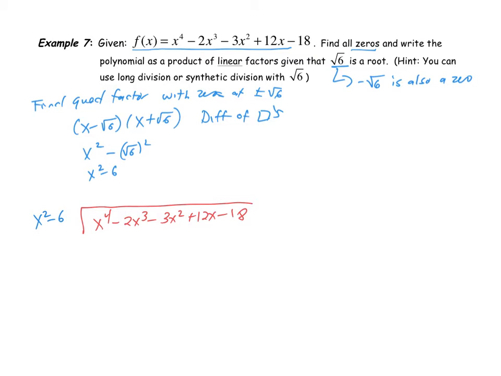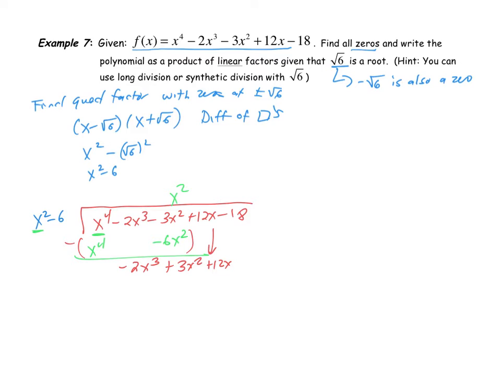So I want to ask myself, how many times does x squared go into x to the fourth? That will be x squared times, and then we're going to multiply. So we'll have x squared times x squared is x to the fourth. X squared times minus 6 is negative 6x squared. I'm going to line the terms up with corresponding like terms. And now I'm going to subtract. So x to the fourth minus x to the fourth is 0x to the fourth. I'm not going to write that. Negative 2x cubed minus 0 is going to be negative 2x cubed. And negative 3x squared minus negative 6x squared is going to become plus 3x squared. I'll bring down the 12x.